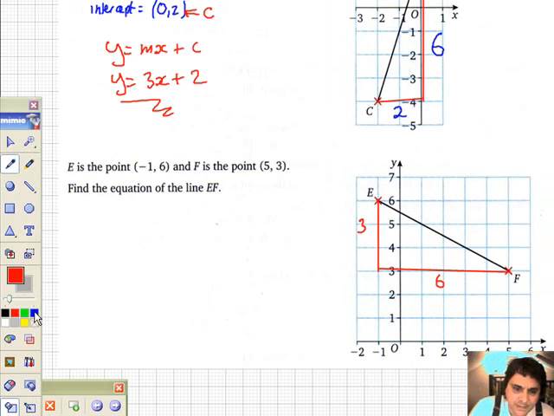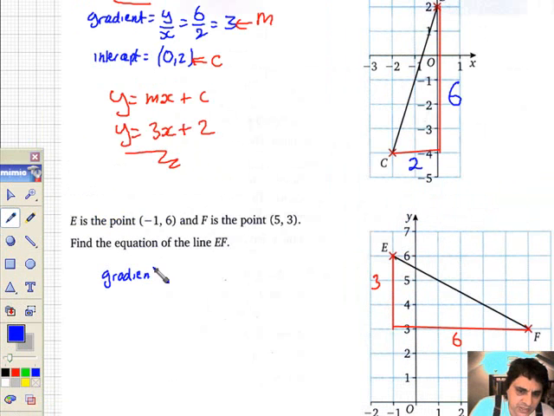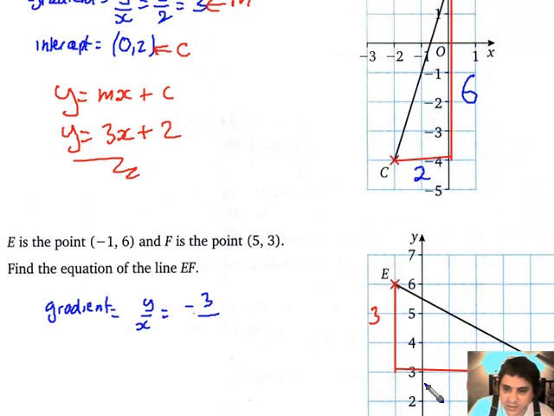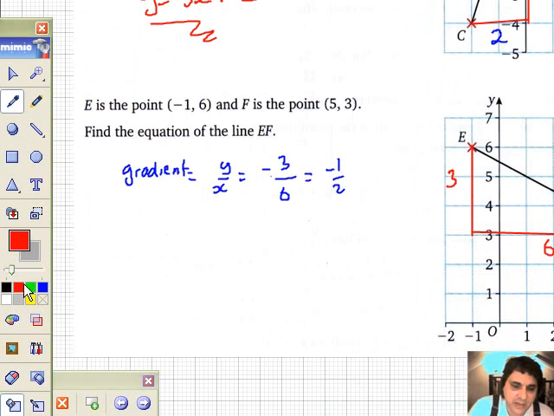So here I go again. My gradient, you can see, is negative, so I'm going to put a minus there. It's the y part divided by the x part. It's going to be minus 3 divided by an ordinary 6, which gives us minus a half. And there is your gradient, your m.